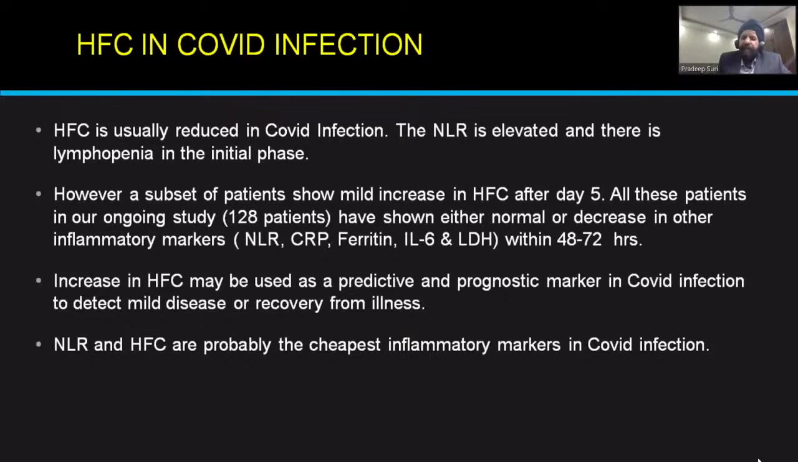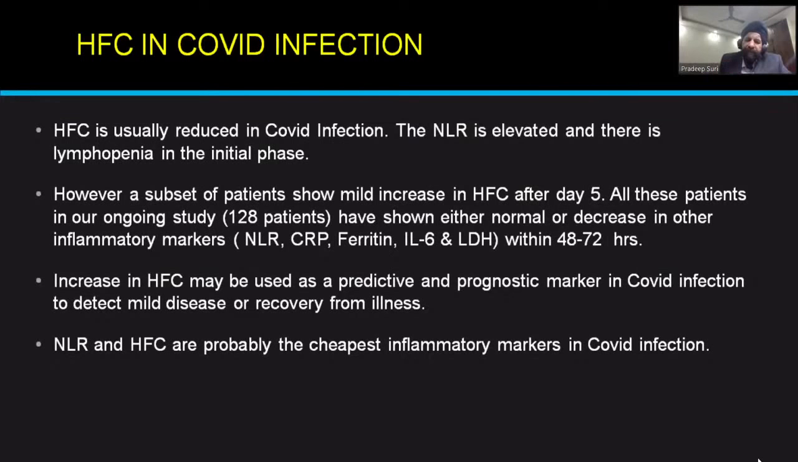However, a subset of patients in our study showed a mild increase in HFC after day 5. All these patients in our ongoing study, there were 128 patients, have shown either normal or decreased inflammatory markers, that is the neutrophil lymphocyte ratio, C-reactive protein, ferritin, interleukin 6, and LDH, within 48 to 72 hours of the increase in the HFC values. So we believe that the increase in HFC values may be used as a predictive and prognostic marker in COVID infections to detect either mild disease or a recovery from illness.